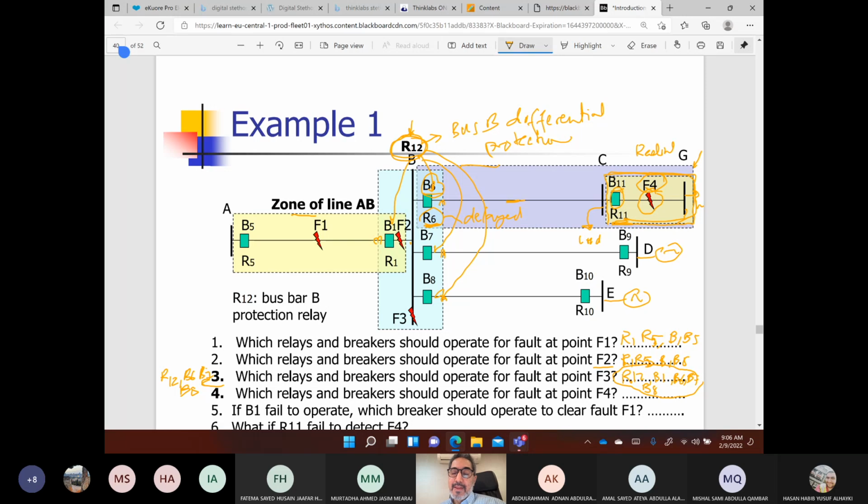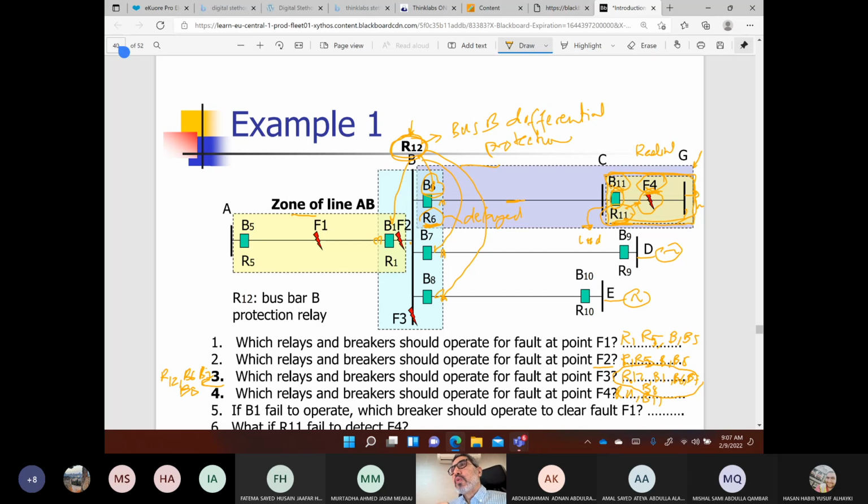Okay, the protection function is not selective. So to be selective for fault F4, this has to be detected by this relay and should operate breaker 11. So in this case it should be R11 and breaker 11. Now, will R6 see this fault? Yeah, it will see it.